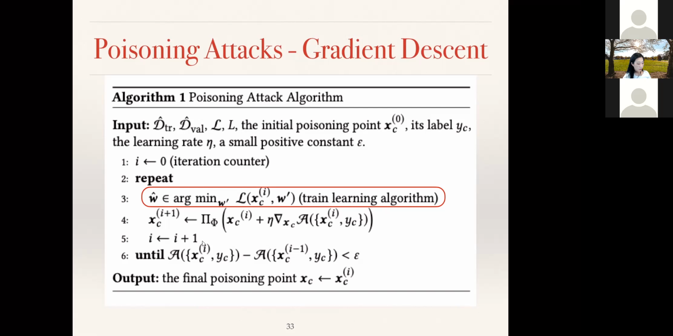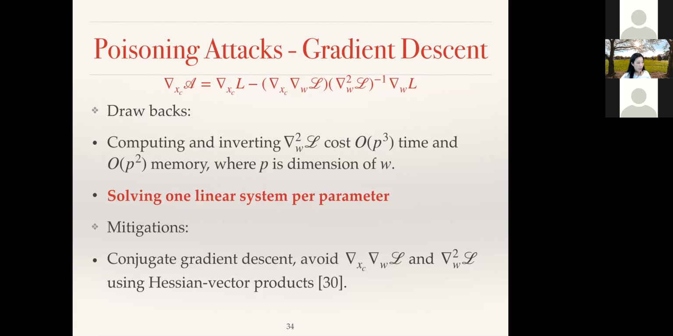All right, so any other questions? We're not done yet, right? This is just the review of what the paper claimed people would usually do, but this is not the right thing to do. So again, let's review how we calculate the gradient of the attack with respect to XC. It is this very complicated function, and this involves inverting a matrix. Omega is a vector, L is a scalar objective, then the Hessian is a matrix. You have to invert the Hessian. Just imagine a neural network. It is almost impossible, right? That's why they say the drawback is that computing and inverting the Hessian costs p cubed time and p squared memory, where p is the dimension of the omega.